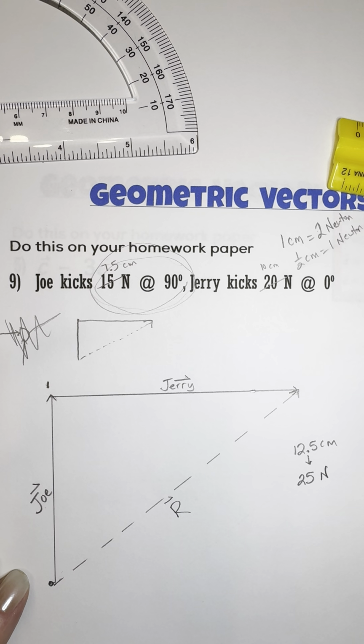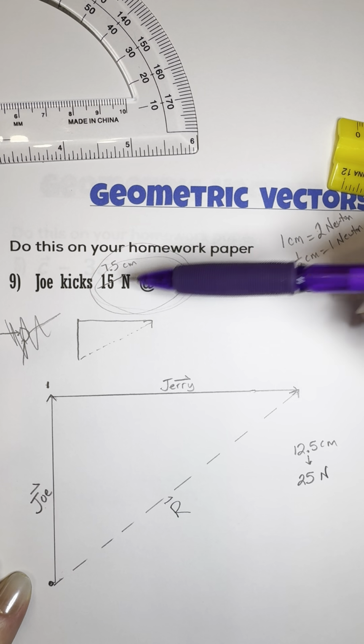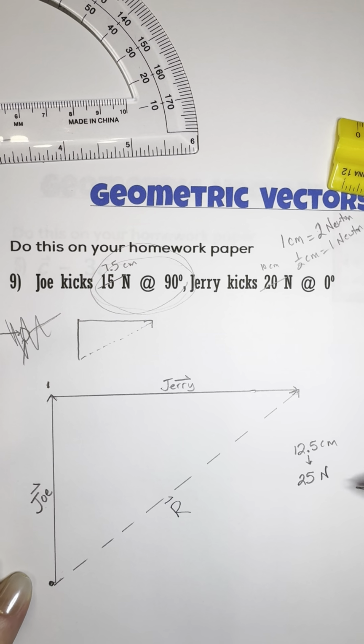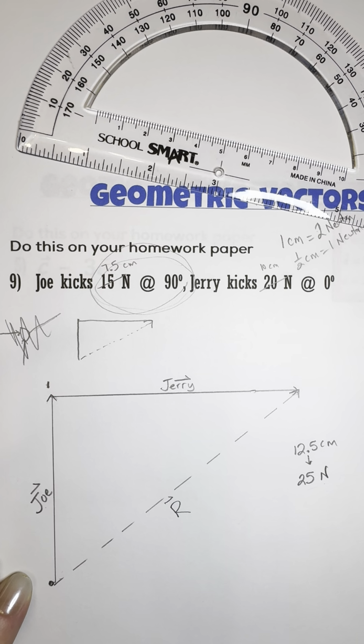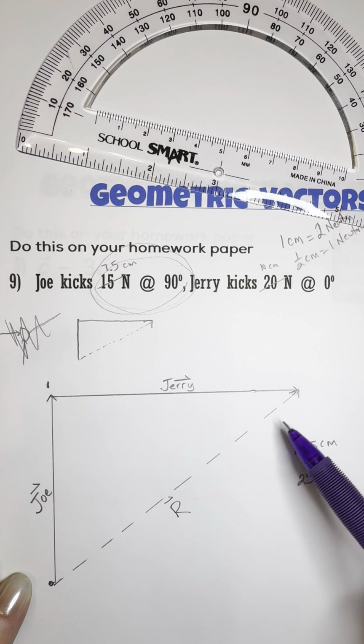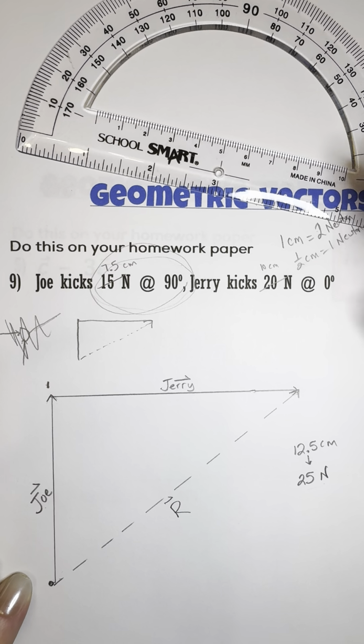So with both of them kicking the ball, it actually got hit harder than either one of them individually did. Joe kicked it with 15 newtons, Jerry with 20 newtons. My end result was 25 newtons. The next thing I'm going to do is measure the angle. Now, always think about what quadrant your resulting vector is going towards. This is going towards the first quadrant. So I would want an angle that would land in the first quadrant.